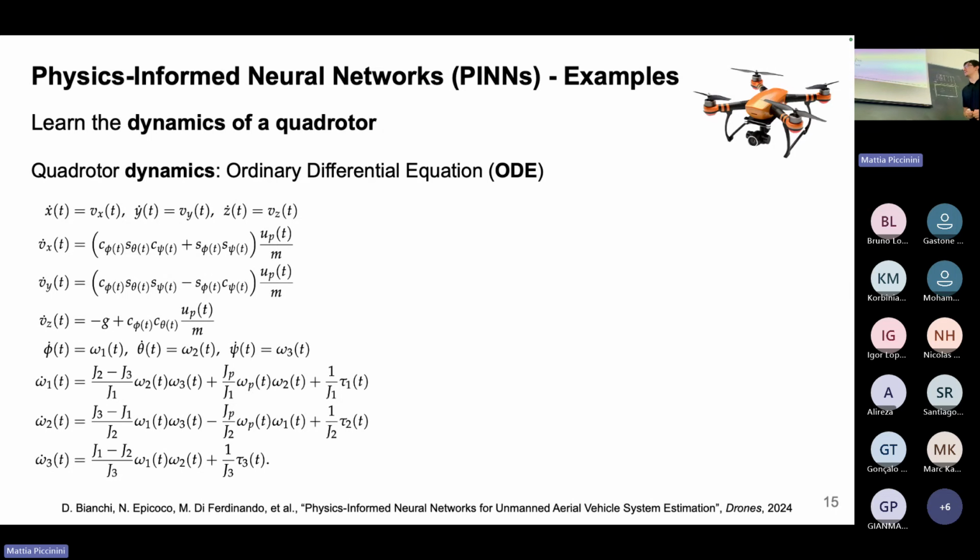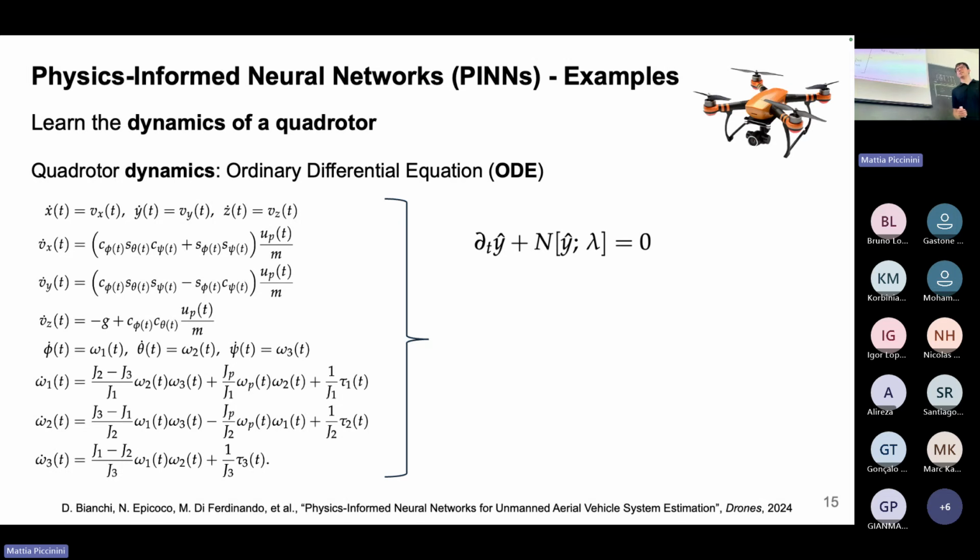So in this case, the authors of this paper are learning the dynamics of this drone, of this quadrotor. And the dynamics can be very complex. You have states x, y, z, you have velocities, you have angular velocities, you have angular accelerations. So this can be a physics-based model described with the Newton equations. But you can still write it in this form, similarly to what we did before.